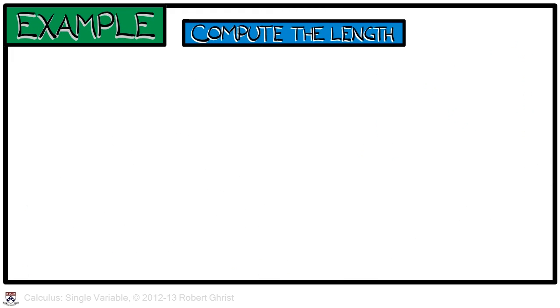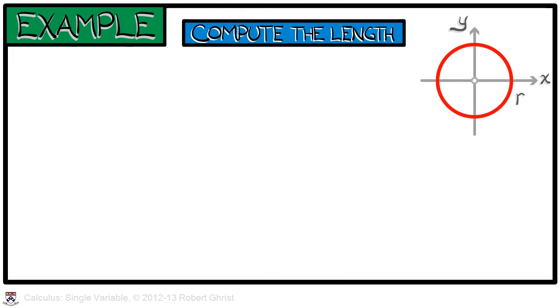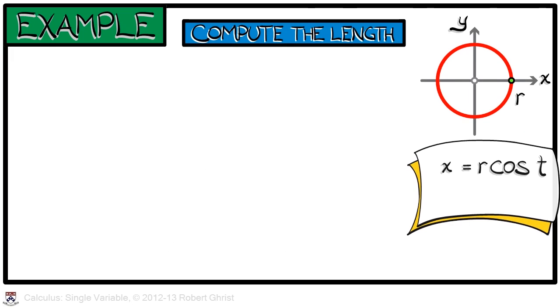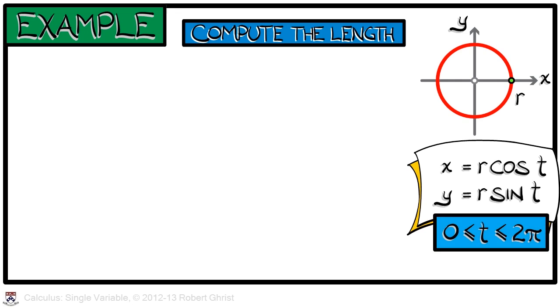Let's see this put to work in an example. Compute the length of a simple circle of radius r in the plane. We'll do this parametrically, writing x as r times cosine of t and y as r times sine of t. We have to be careful to say what the bounds on t are. t is going from 0 to 2 pi, let's say.